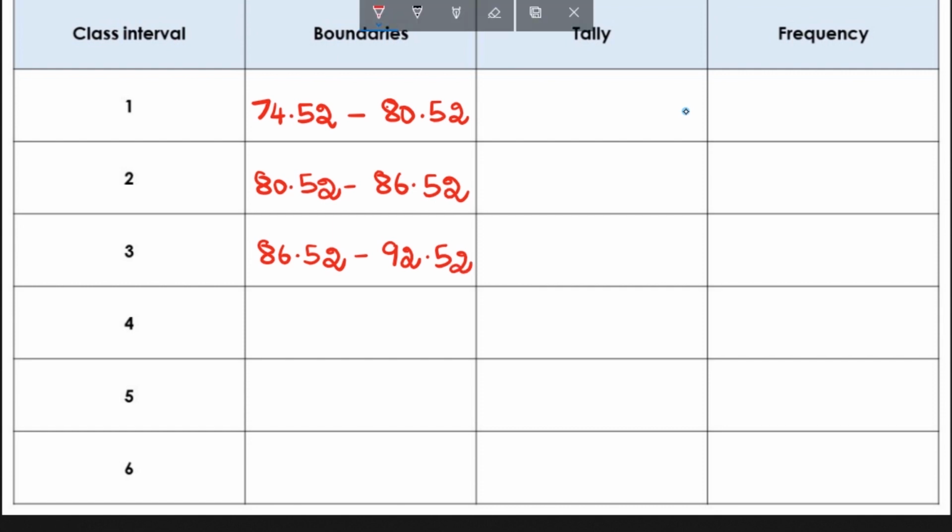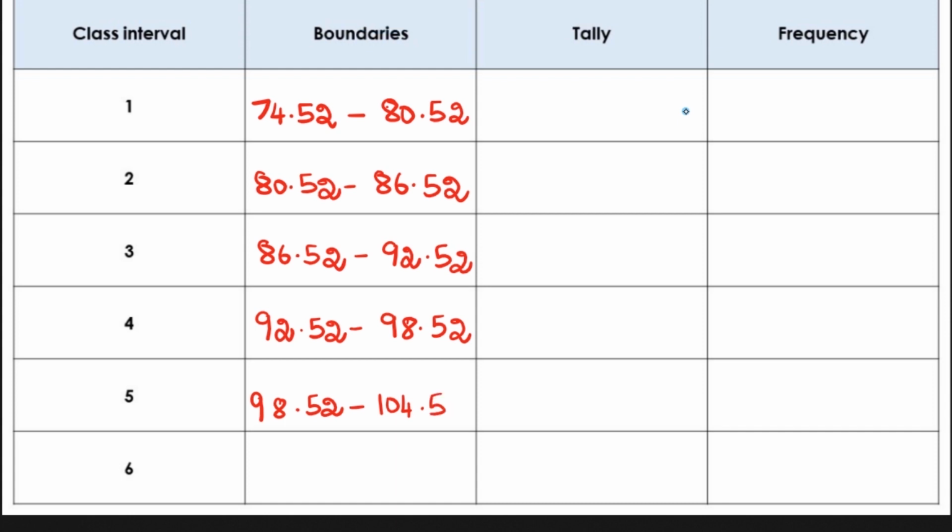Then again 92.52 to start with, plus 6 will be 98.52. 98.52 for the next row is the base, plus 6 is 104.52. Same, 104.52 is the base boundary. The upper boundary is 110.52. Now we are sure the lowest and highest numbers are covered. Anyway, in the tally, we have to now start plotting one after the other. Shall we proceed, Manoj? Yes, sir.